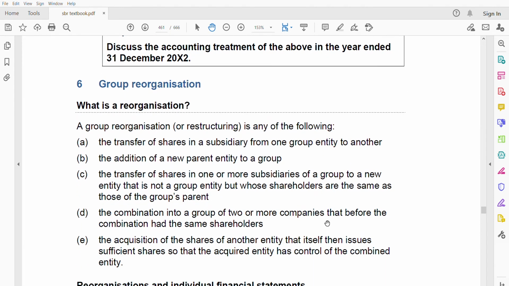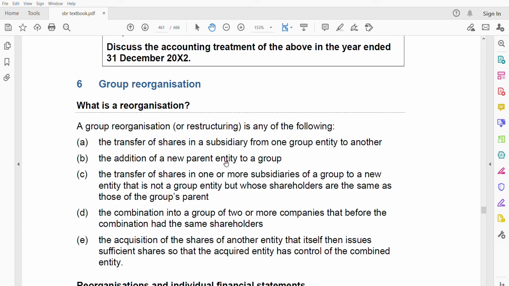Next, group reorganization. What is reorganization? Reorganization is like you're changing the structure and reorganizing it. If any of this is there, it is known as group reorganization. That means transfer of shares in a subsidiary from one group entity to another. They are all part of one group only, but you're transferring a share from one subsidiary to another subsidiary. It's just like the shares are transferring hands, that's it.